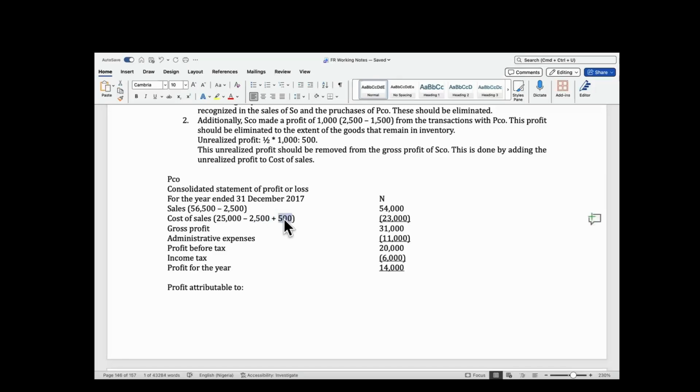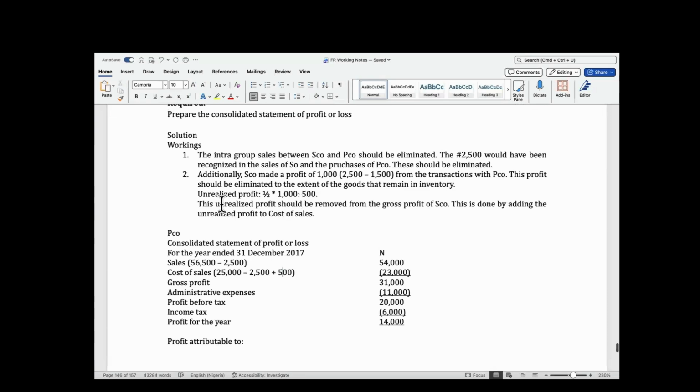Now, I'm adding 500. You see, this 500 is what I worked out here as unrealized profit. I told you that the subsidiary has made a profit of 1,000. But we are only going to eliminate to the extent that the goods remained in inventory. And since we were told that half of the goods remained in inventory, we are only going to eliminate half of it. So we are eliminating 500.